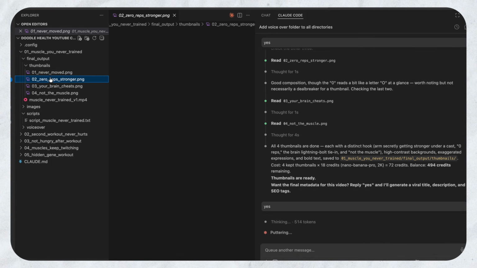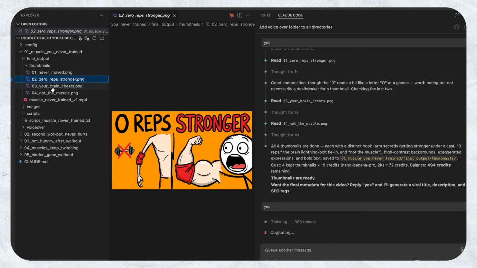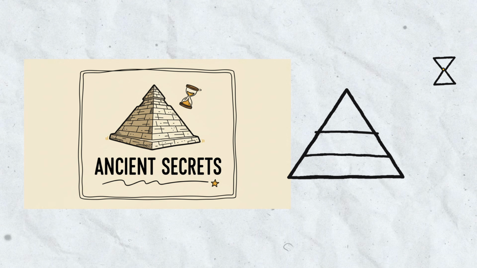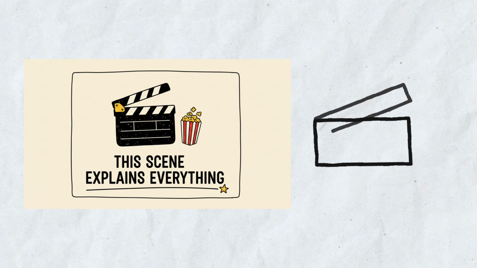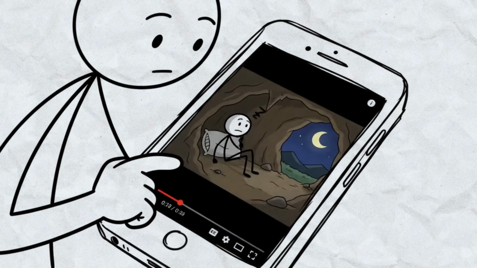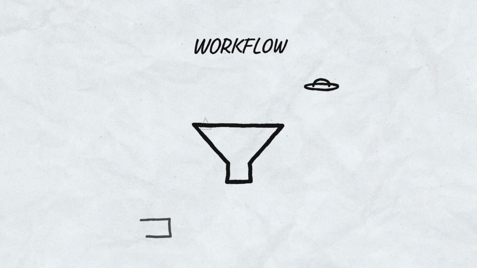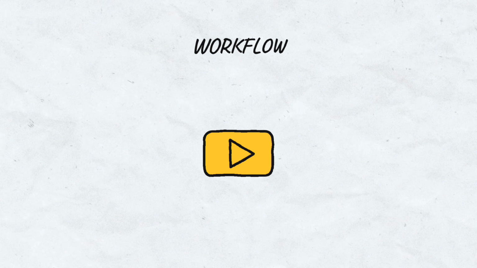The cool thing about this system is that it doesn't matter what videos you want to make, whether it's history, aliens, movies, explainer vids, it doesn't matter. Once you have this workflow, you can apply it to any niche on YouTube.